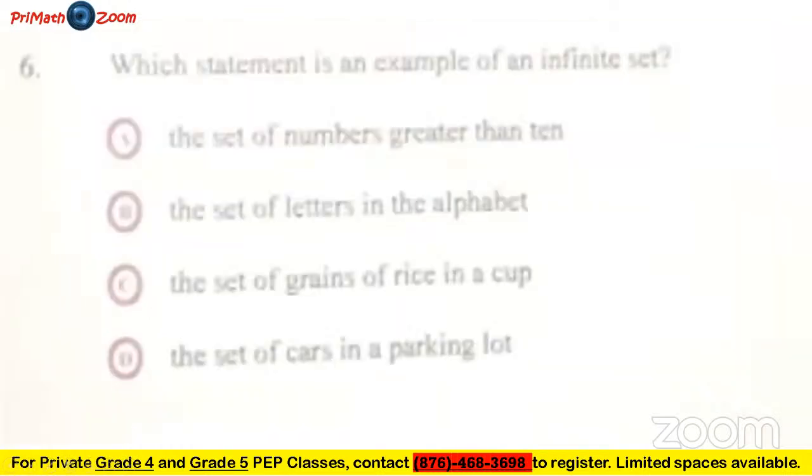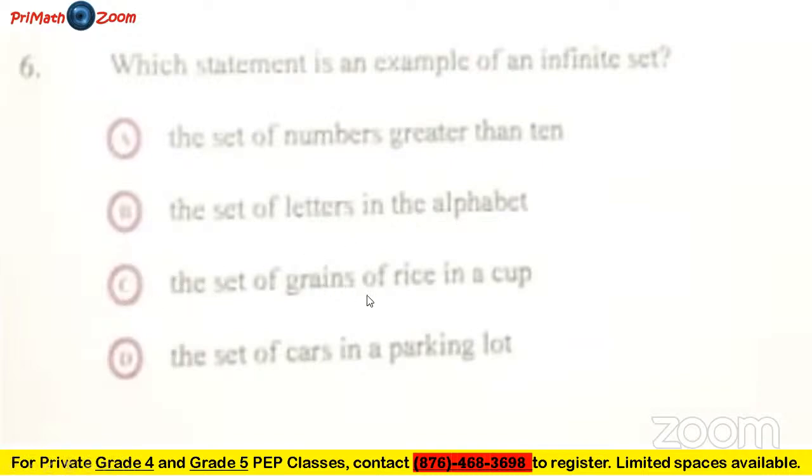Number 6, which statement is an example of an infinite set? So an infinite set is a set that goes on and on and on. A says the set of numbers greater than 10. If we continue counting from 10, at what point do we stop? B, the set of letters in the alphabet, there are 26, so we can actually count up to 26. Letters in the alphabet.